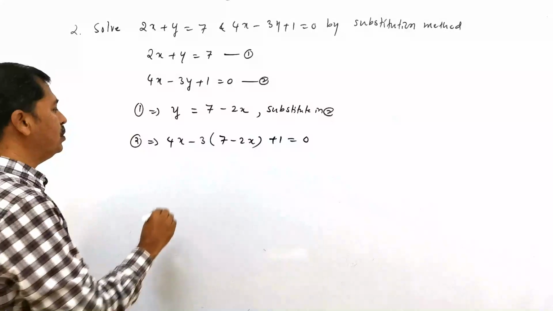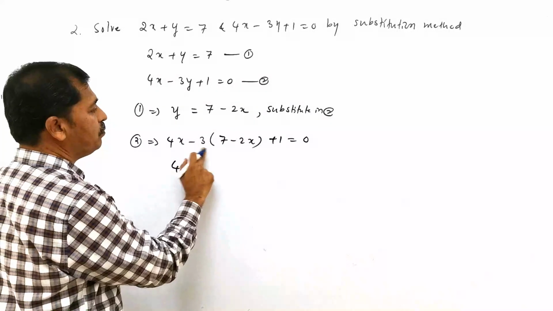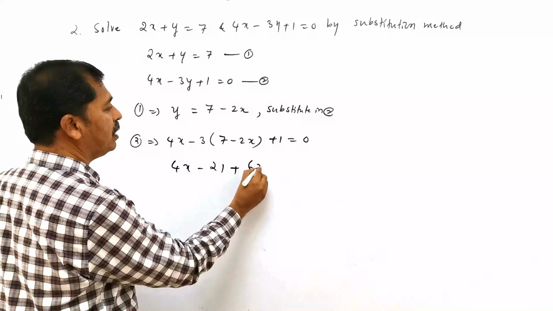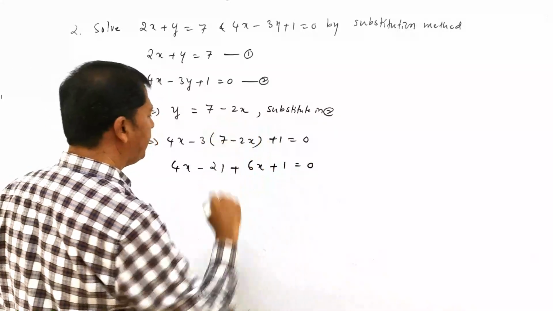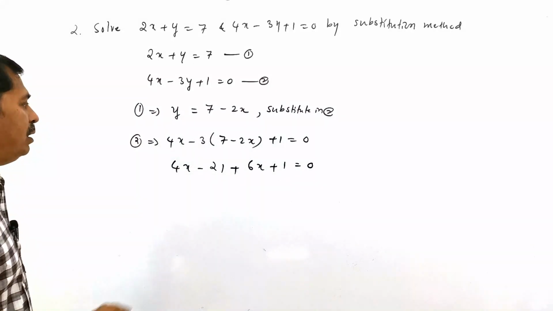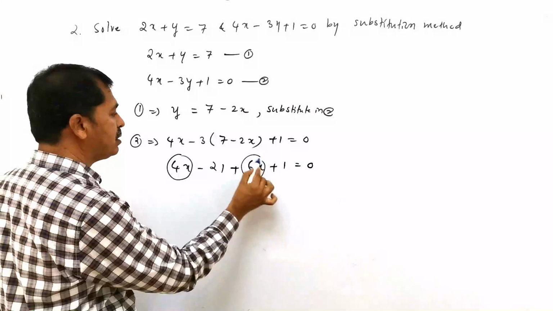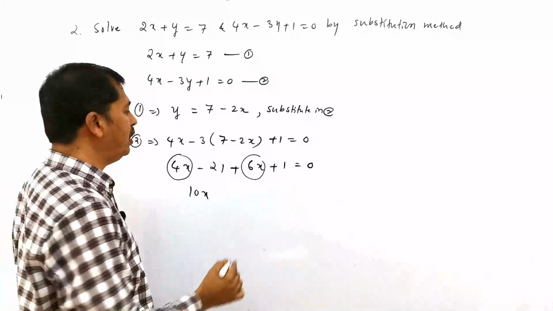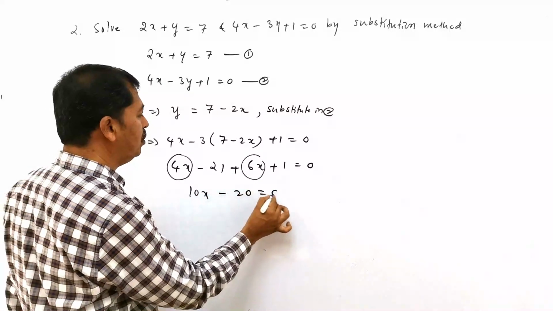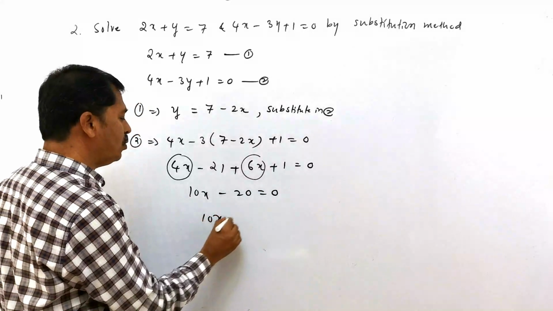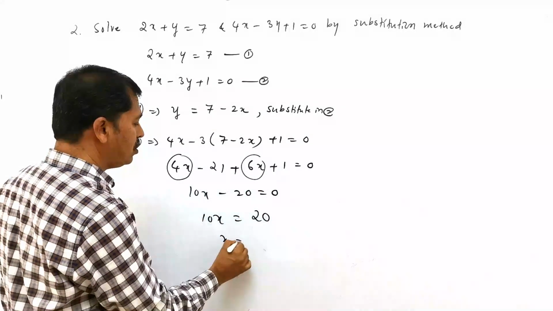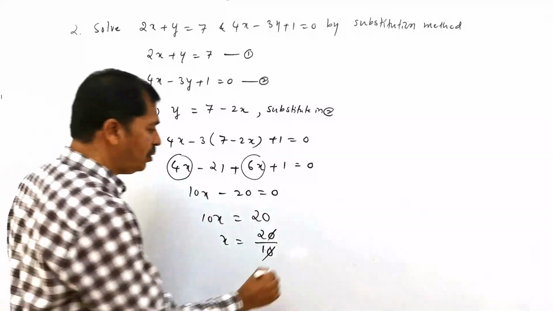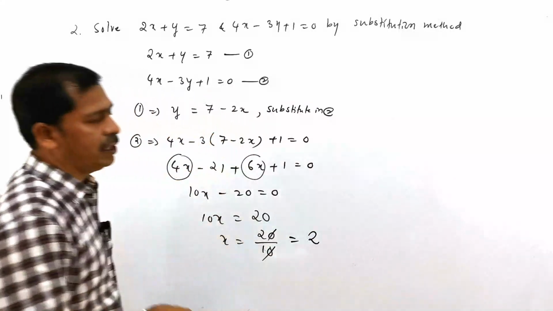So this is 4x as it is, minus 3 into 7, 21, minus into minus plus, 3 into 2, 6, and then x, write as it is, plus 1 is equal to 0. Now you can add the like terms. 4x can be added with 6x. 6 plus 4 leads to 10x. Minus 21 plus 1, that leads to minus 20, which is equal to 0. So 10x is equal to 20. So x is equal to 20 divided by 10. 0, 0 cancels, and then x is equal to 2 you are getting.